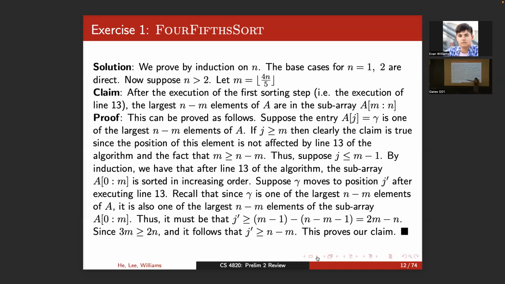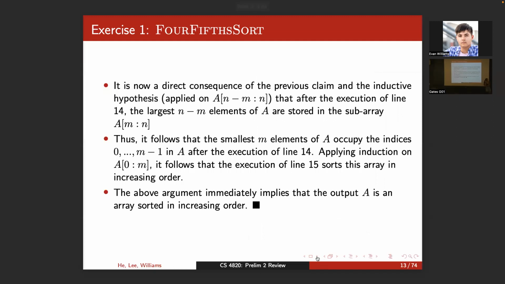So it must be that j prime is greater than or equal to m minus 1, because we're looking at if j is less than or equal to m minus 1. And then if we figure that all out, we get to 2m minus n. Sorry, that was a really quick overview of how the algorithm works.